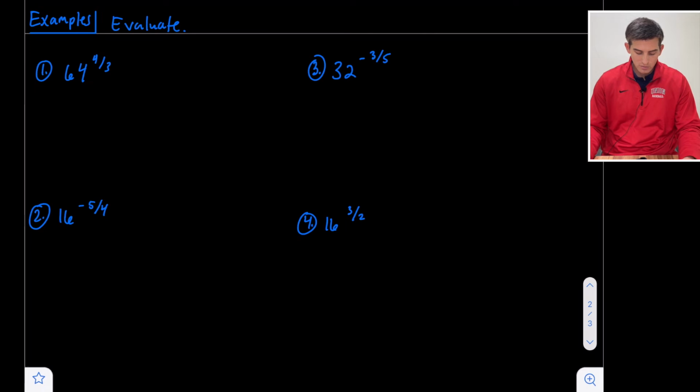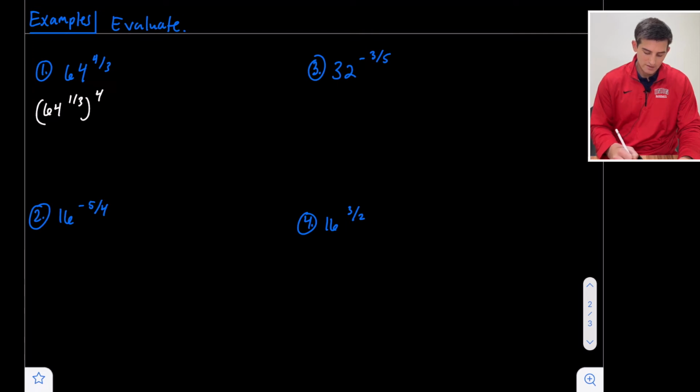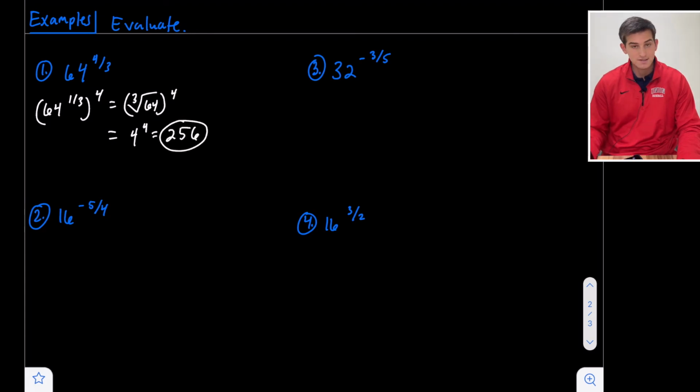All right, number 1, we have 64 to the 4/3 power. I'm going to rewrite this as 64 to the 1/3 power, raised to the power of 4. Essentially, I see 4/3 and think, okay, that could be 1/3 times 4. Now I know 64 to the 1/3 is the cube root of 64, and then we raise that to the 4th power. The cube root of 64 we know is 4, and 4 to the 4th power is 256.